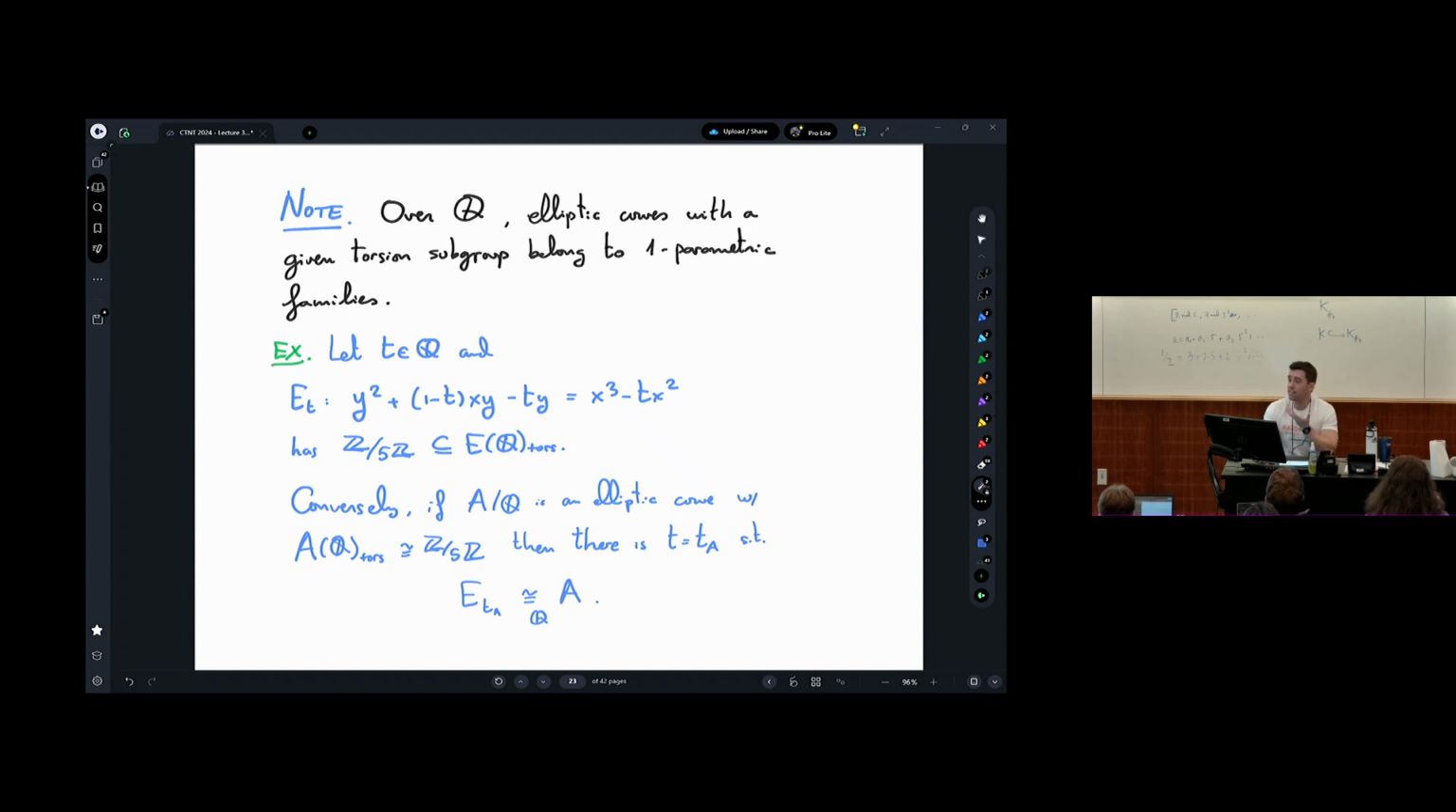And moreover, as I said, these families of elliptic curves with a certain torsion subgroup are neatly organized in parametric families. So for example, if you want to see what elliptic curves have a torsion subgroup isomorphic to Z modulo 5, it turns out they are in this family. This family has the property that the torsion subgroup has a point of order 5. And if you have any elliptic curve whose torsion subgroup has a point of order 5, then it is one of these. There is some value of t such that your curve is isomorphic to one of those.